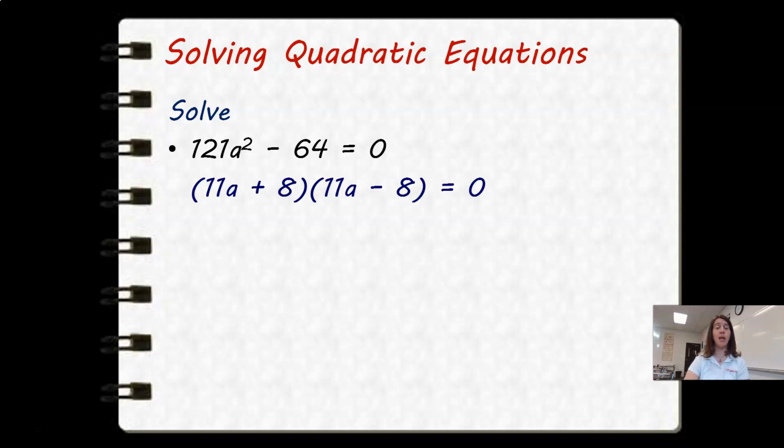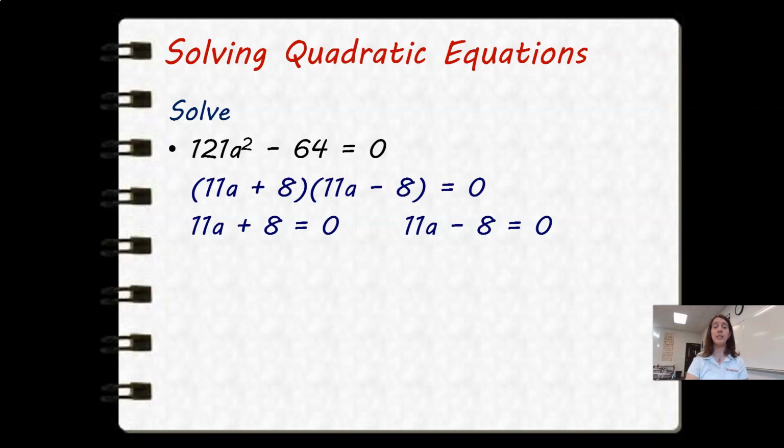There are 2. The first piece is the 11a plus 8. Notice I've set that equal to 0. The second piece is the 11a minus 8. I've also set that equal to 0 in the question. Now the directions told me to solve. What does that mean to solve? It is to figure out what the variable is in this question.